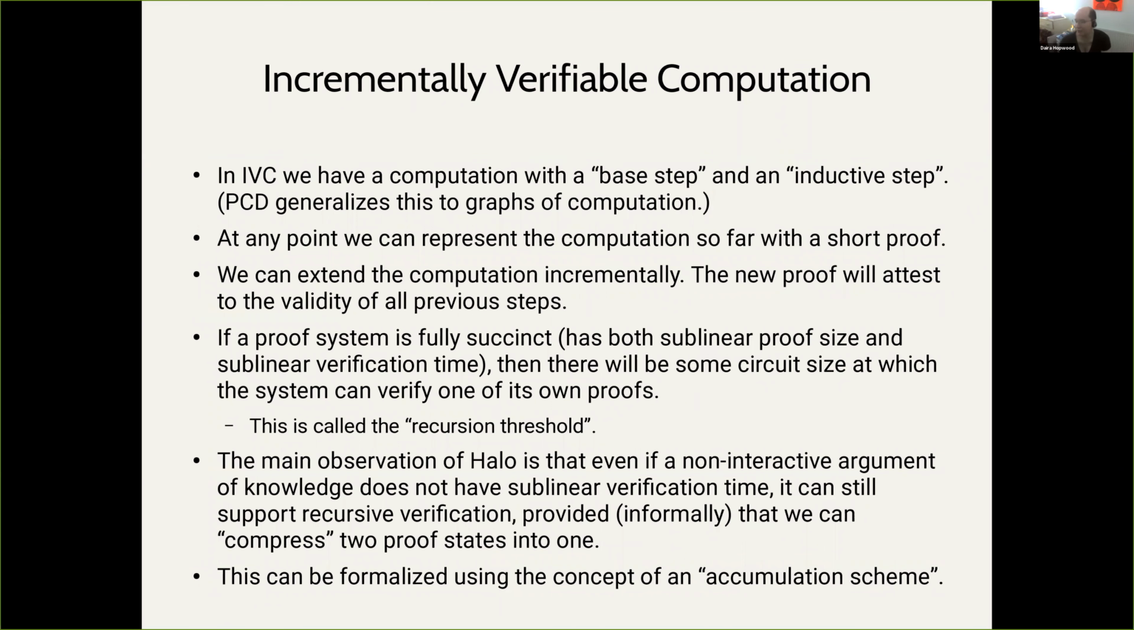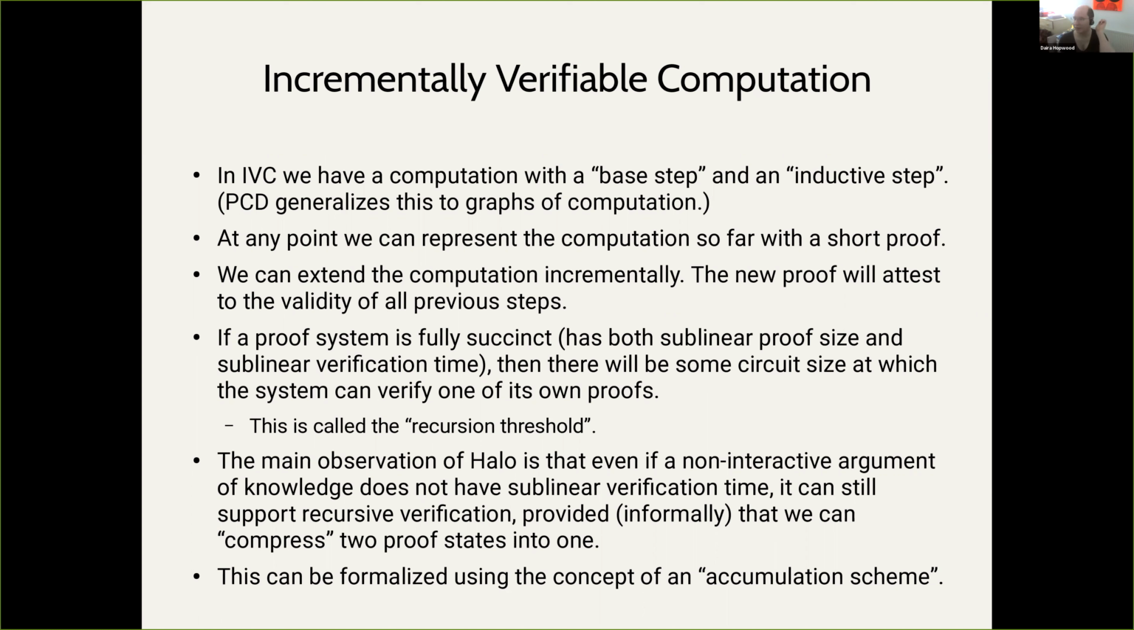And the motivation for using this proof system is that it doesn't have a trusted setup. So we could use something like Groth16 or PLONK with a trusted setup, and that would work, but we want to be able to do it without that. So the main observation in Halo is that you don't necessarily need the sublinear verification, provided that you can sort of compress two proof states.